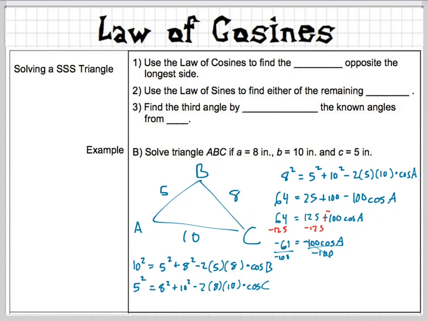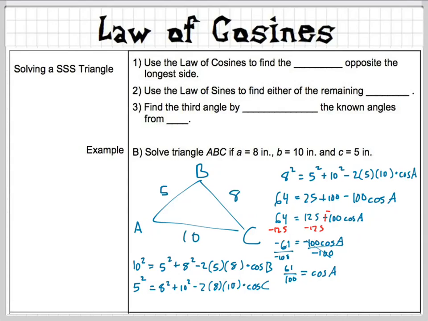Negative divided by negative is a positive, so now we have a positive on the left side, which we're more happy about. Let's leave it with 61 divided by 100 because that's exact. We don't want a decimal just yet. Actually, that's not bad. It's 0.61, but let's leave it like that. Cosine of A.